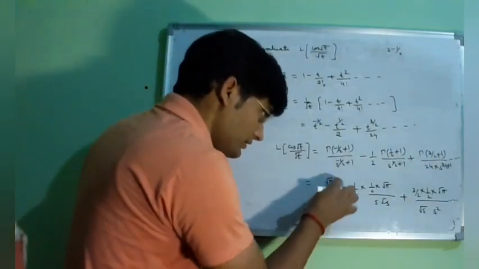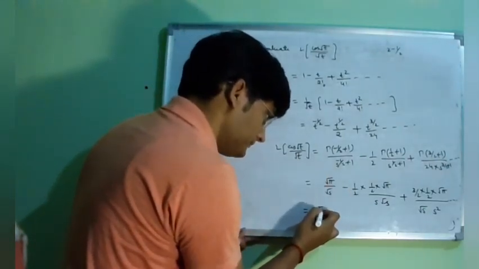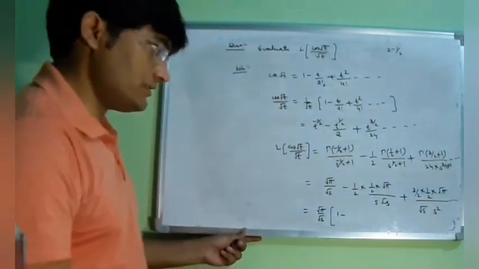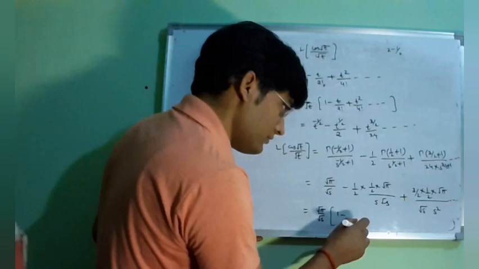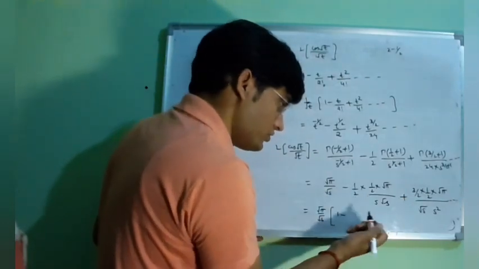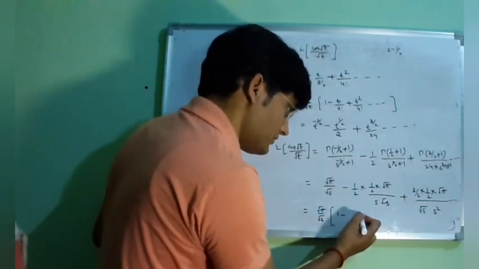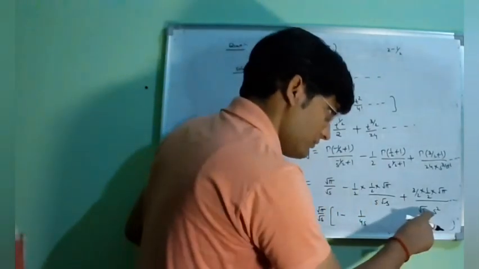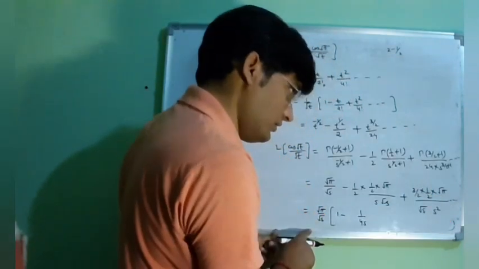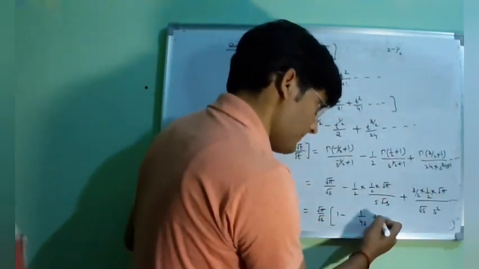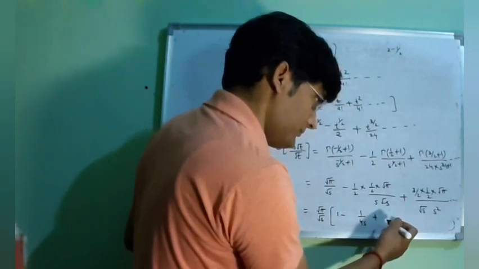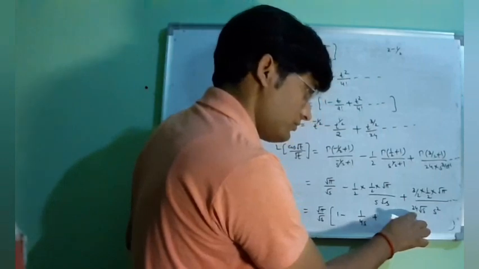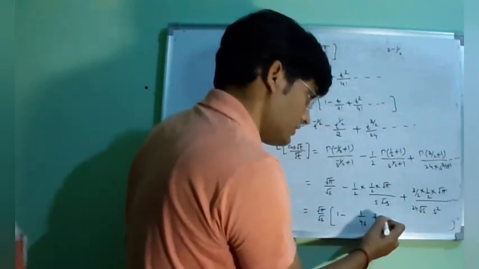So let us take this root pi upon root s common. In the bracket we will have 1 minus, now here we will have 1 by 4s. So let us write it 1 by 4s. Now in the second term, root pi upon root s is common. So we will have again 3 upon, here is the 24. So this will be your 3 divided by, well, if you divide 24 by 3, then this will be your 1 by 8.